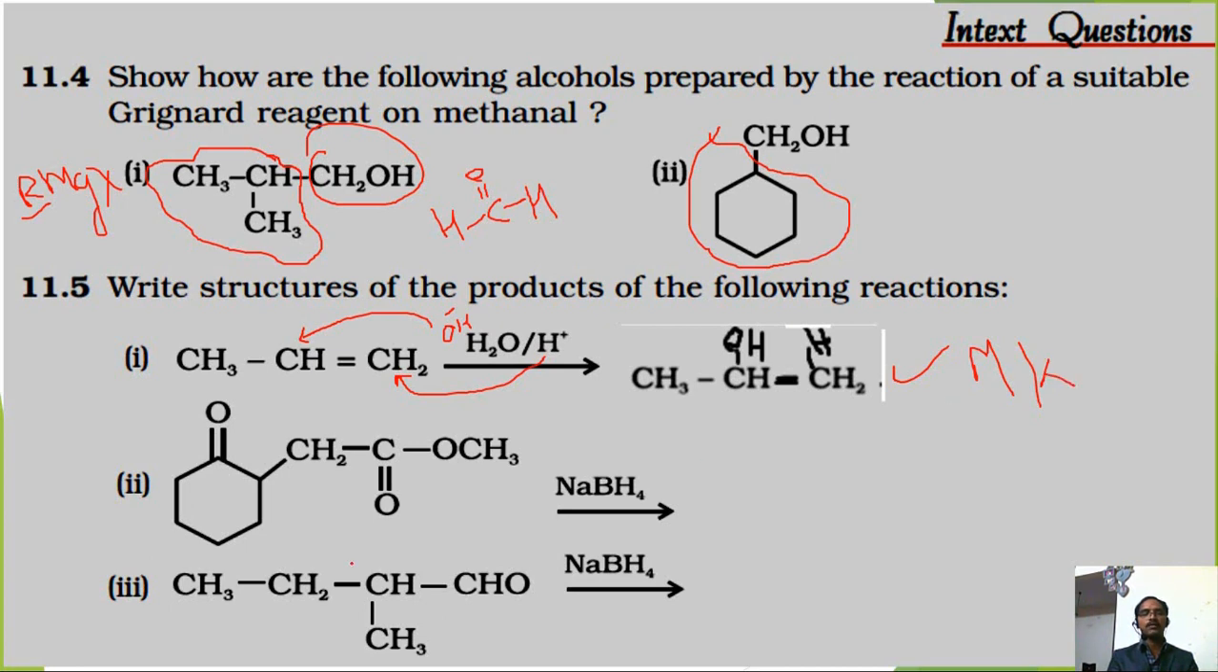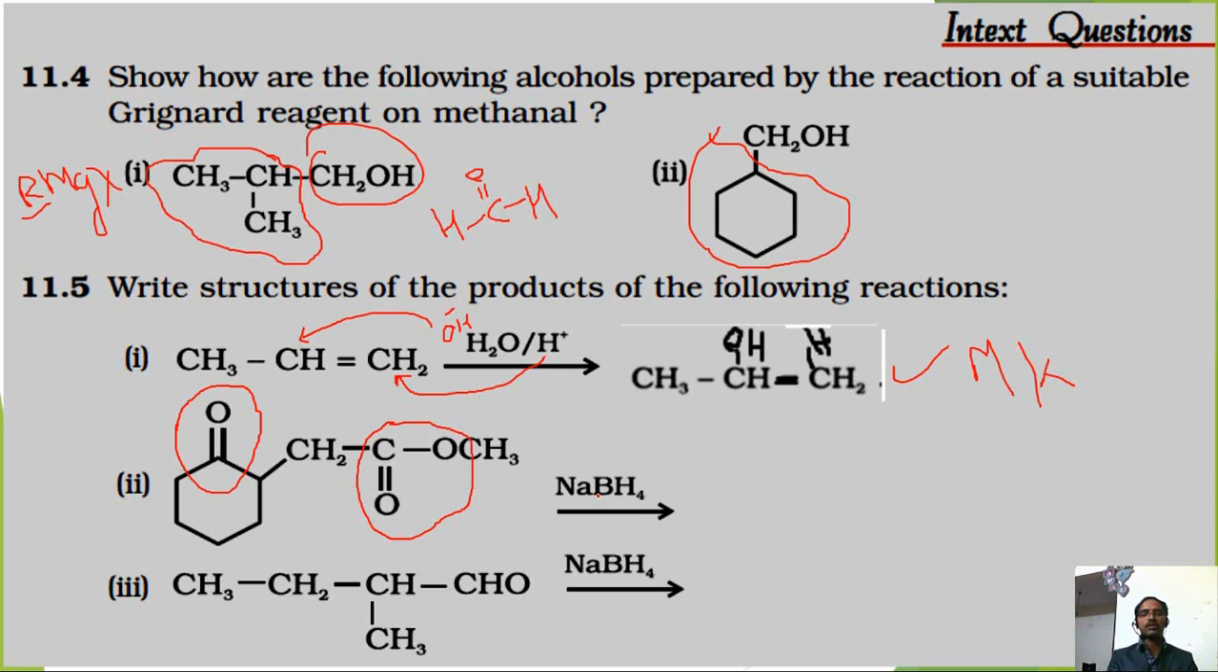Next, in the second, see, sodium borohydride. Sodium borohydride is a specific reducing agent. It can reduce only aldehydes and ketones. So here the ketone functional group is there, so obviously this ketone will reduce. It is not the ketone, this is the ester. Okay, so this is the ester. Ester cannot be reduced by sodium borohydride.